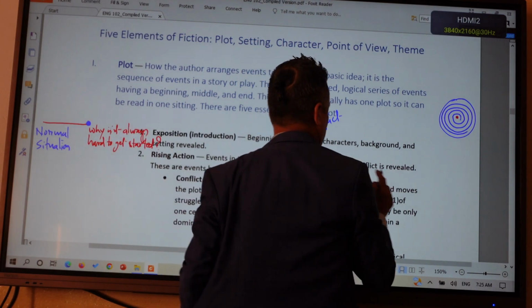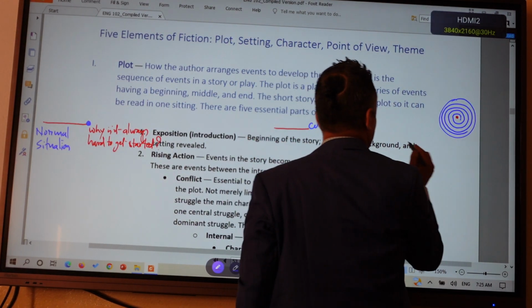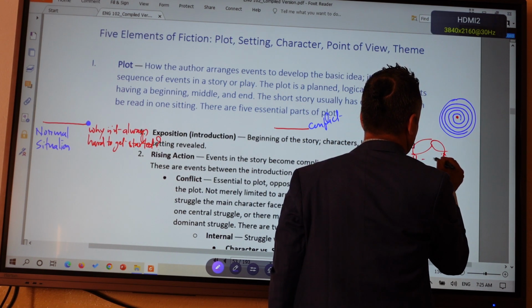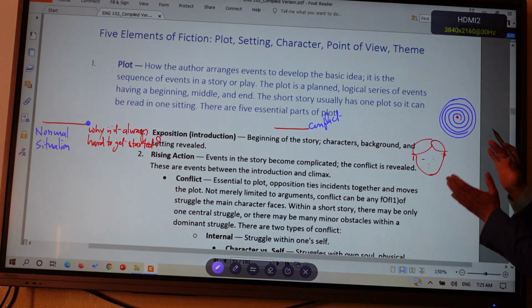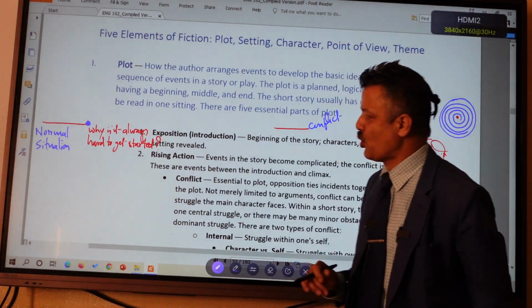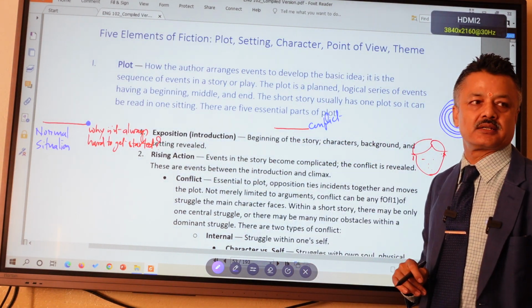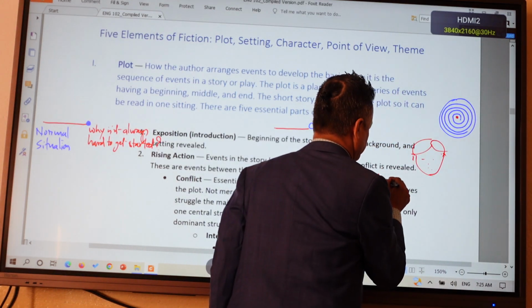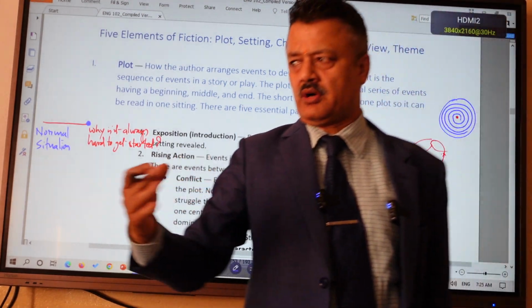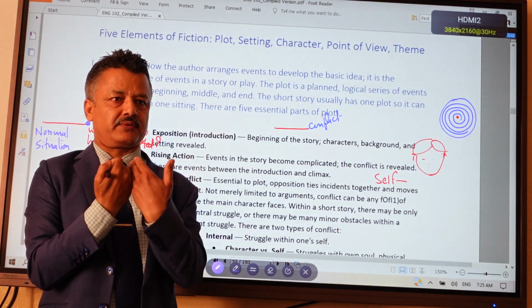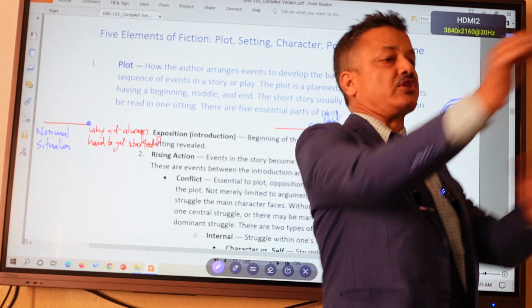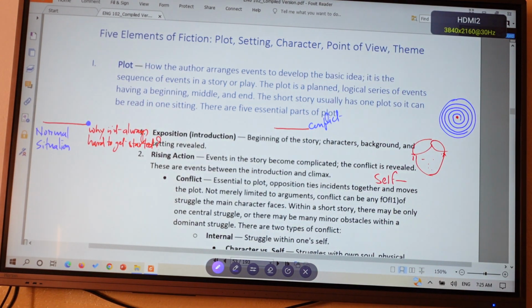For example, here you see the narrator. Looks like a girl's face. Leave it. Okay, you see the narrator and he's asking a question. Why is it always hard to get started? So you see the self, the person. And when you are alone and when you talk to yourself, there can be a conflict between you and yourself.